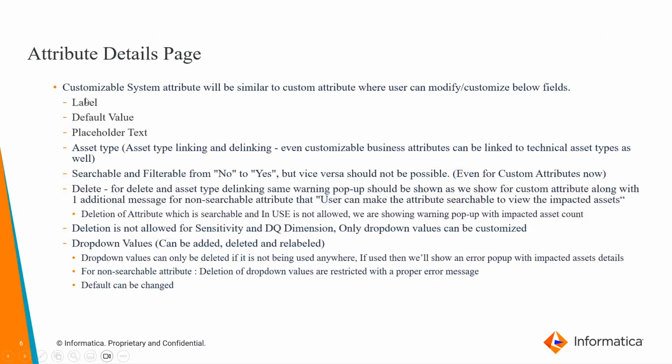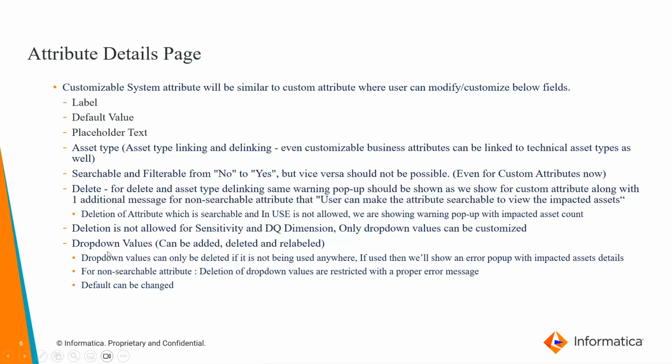Now the attribute details page. A customizable system attribute will be similar to a custom attribute, where the user can modify and customize the following fields for the attribute. The attribute can be made searchable and filterable from no to yes, but vice versa it is not possible. Deleting a custom attribute or a system attribute which is searchable or in use is not allowed, and we show a pop-up with the asset counts, showing how many assets are currently connected to that attribute.